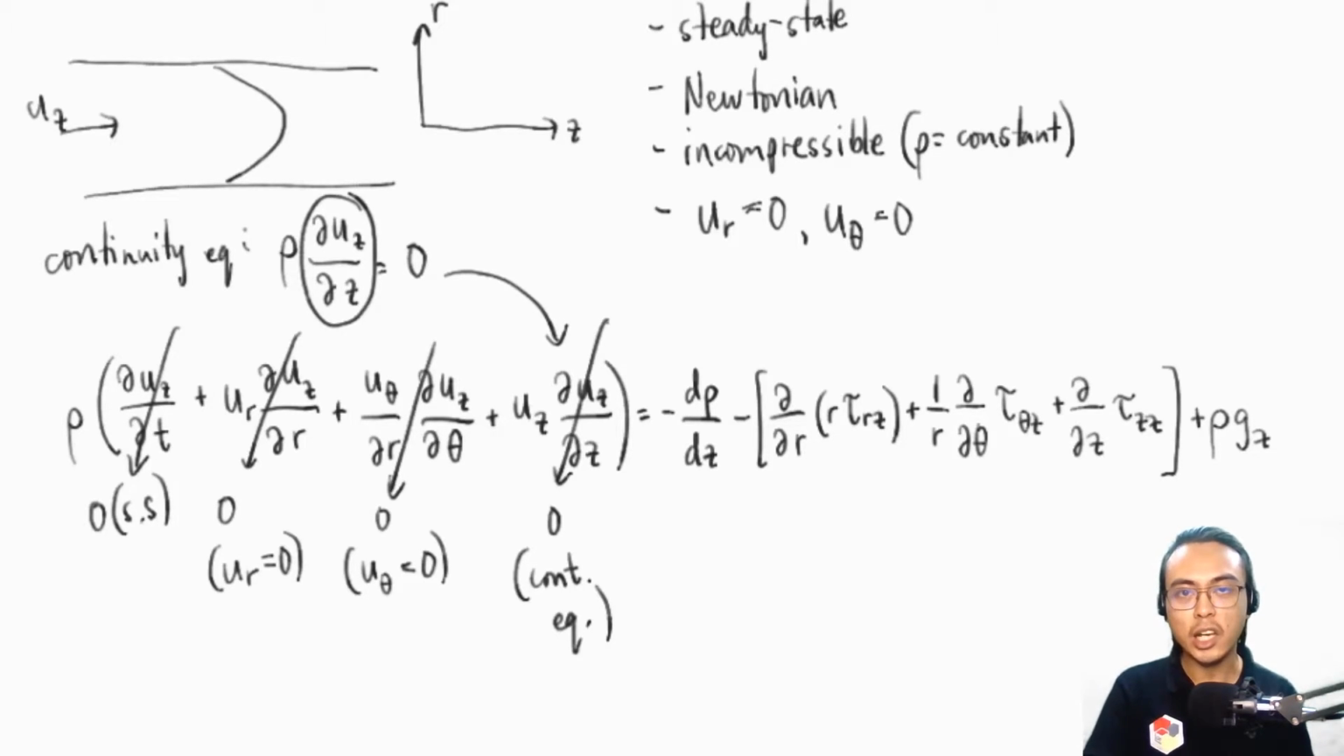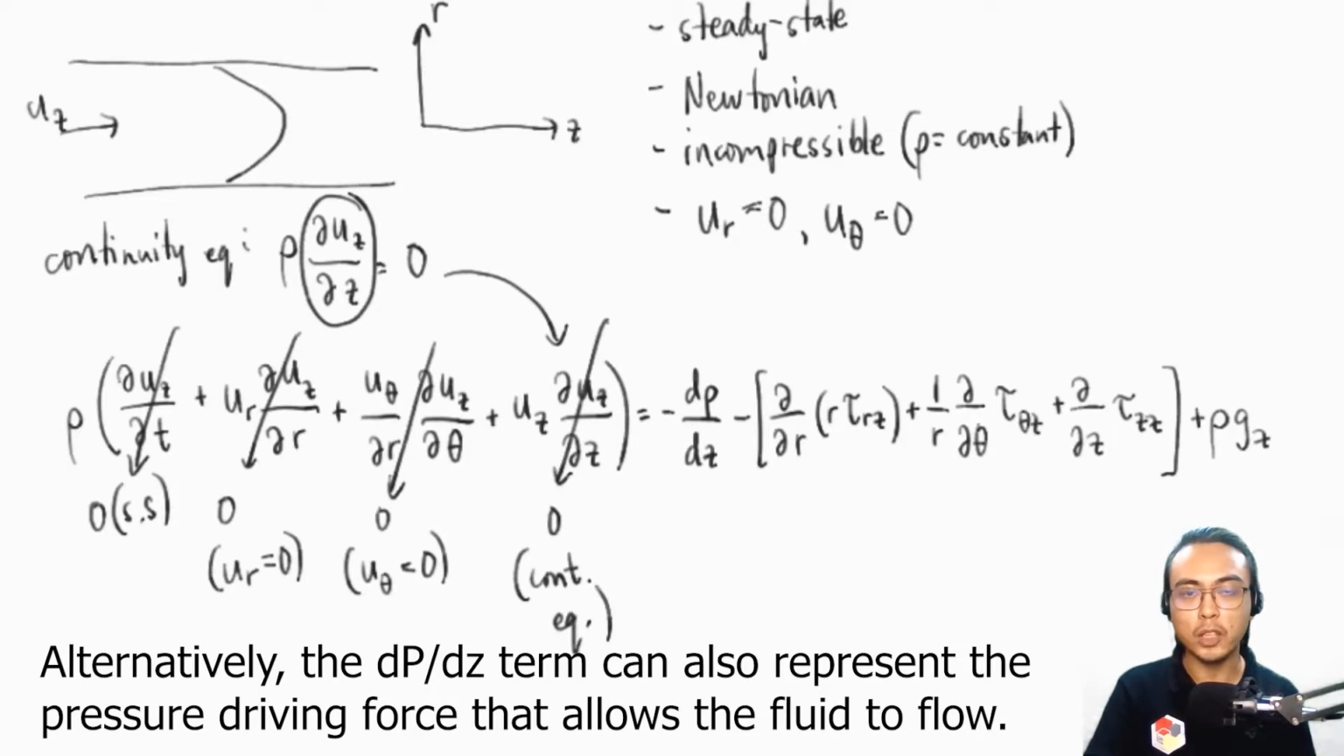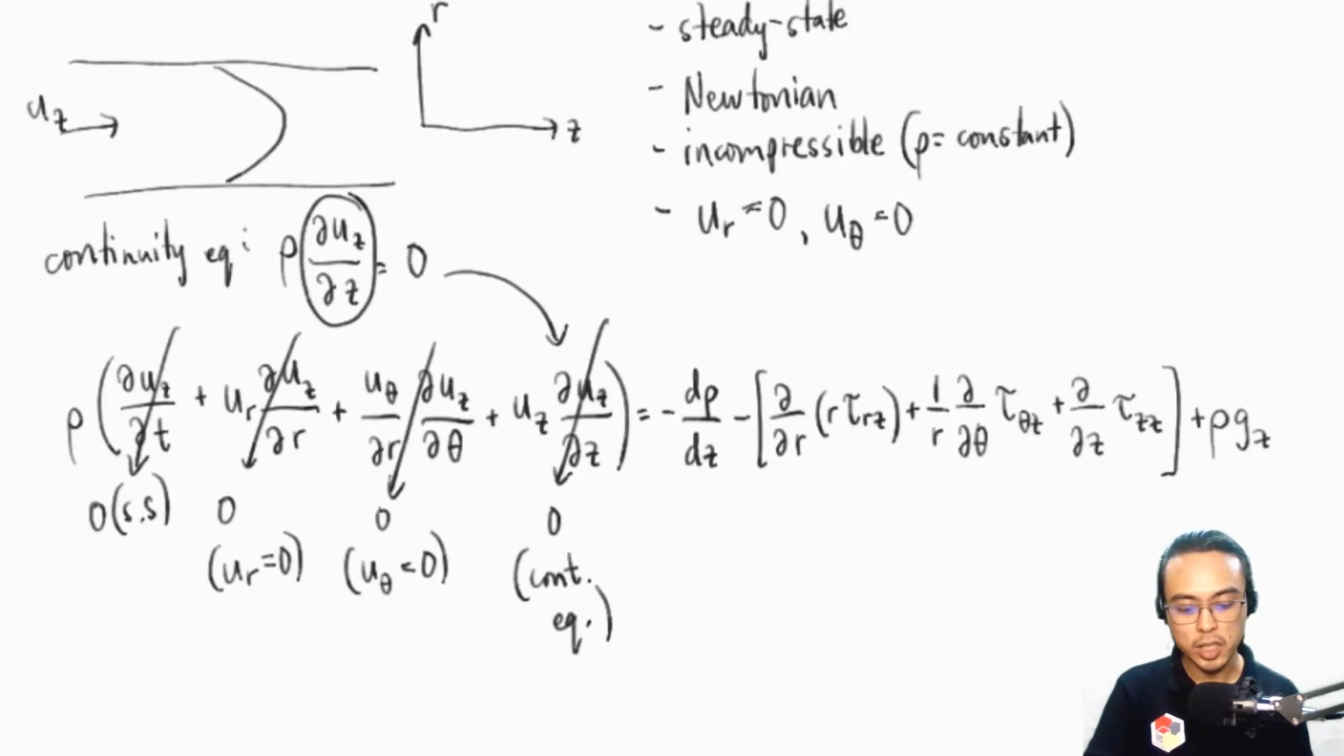Okay? Let's take a look at the right-hand side of the equation. Now, the term negative dp over dz pertains to the pressure drop that the fluid experiences as it goes down through the length of the pipe. So we don't set that to 0. We just consider this as a separate differential. If you notice, this is not a partial derivative. It's a total derivative, meaning it's a separate derivative from the rest.